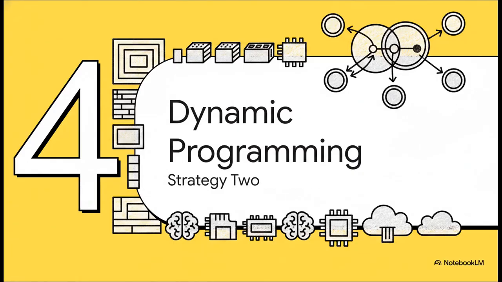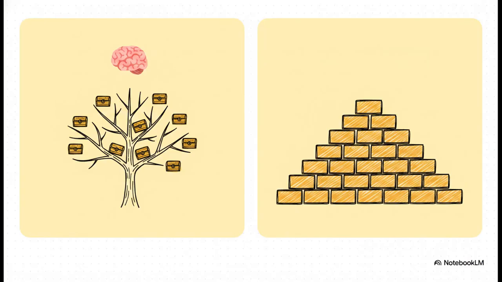Next up, Section 4, Strategy 2, Dynamic Programming. So if divide and conquer is our master organizer, think of dynamic programming as our ultimate memory saver. It's designed specifically to handle overlapping subproblems. In dynamic programming, we basically have two primary state caching strategies to stop our systems from needlessly recalculating things they've already solved. First, there's memoization.